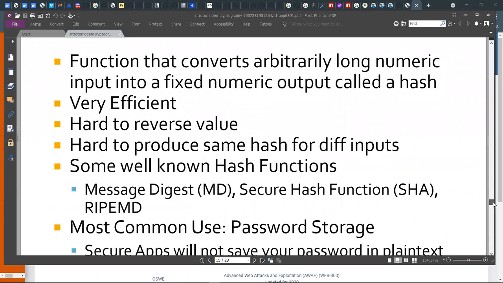Functions that convert arbitrarily long numeric input into a fixed numeric output are called hashes. It's very efficient, it's hard to reverse the values, and hard to produce the same hash for different inputs. Some well-known hash functions are the MD family, from MD2, MD5, all the way to the secure hash, and also the RIPEMD. The most common use is in password storage.